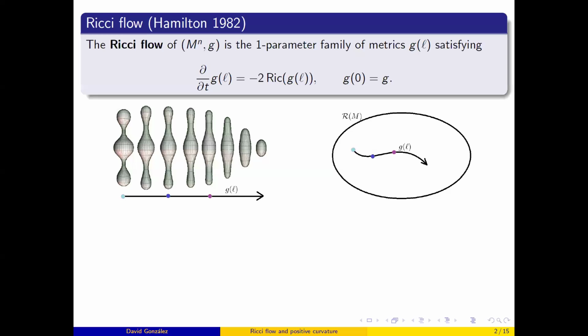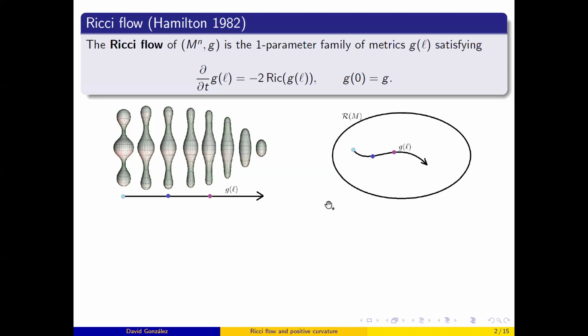You can think of it in two parallel ways. On the left you have a space whose shape, whose metric, evolves according to this equation. This picture I took from Wikipedia. And on the other side, we have the space of metrics, this calligraphic R of M, and here we have a path, like a curve. In this case where we have a surface, it is easy to draw it. In contrast, the space of metrics is not easy to draw. In general, it has infinite dimension and so on.